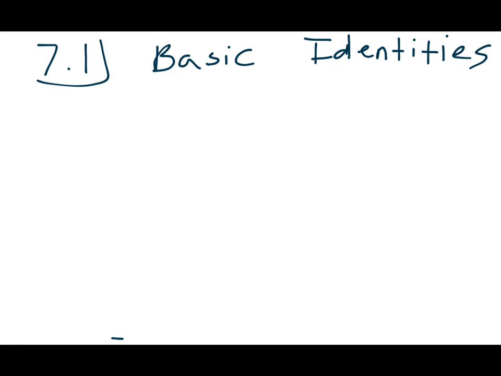Okay, on 7.1, we're going to talk about basically all of Chapter 7. We're going to talk about different types of identities. Now, identities are basically rules that you can use to simplify trigonometric functions. So let's go over some of them, and then we're going to use them.